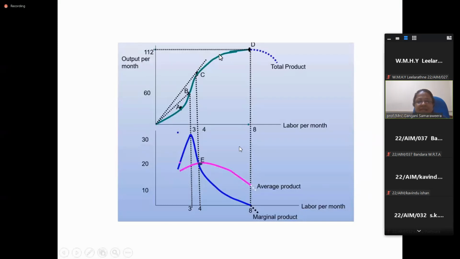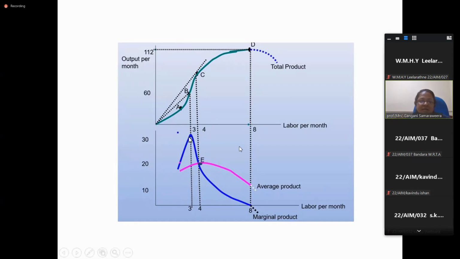Increasing at a decreasing rate, then gradually decreasing total product. Okay, I just described these 3 stages as well. Then the same way you can take the marginal product and average product.